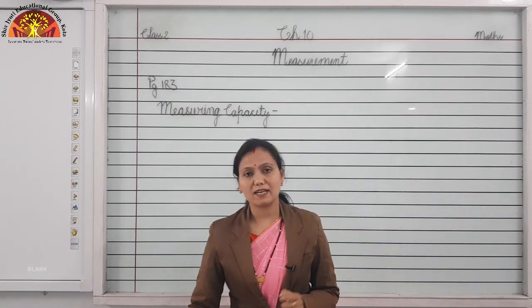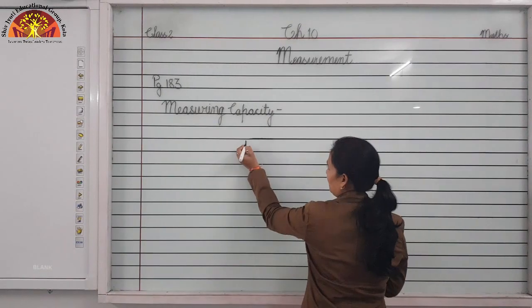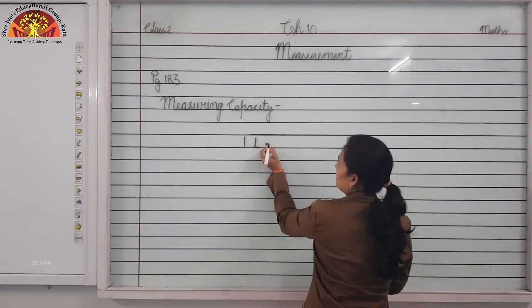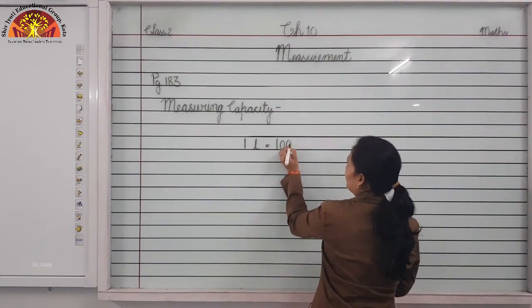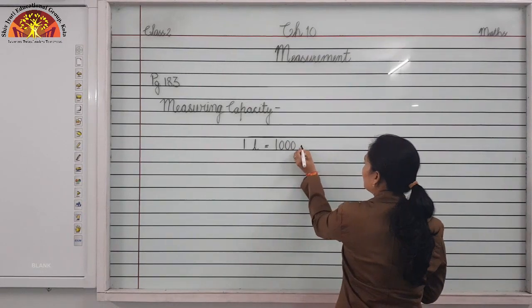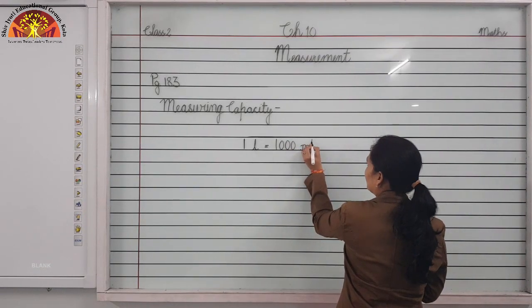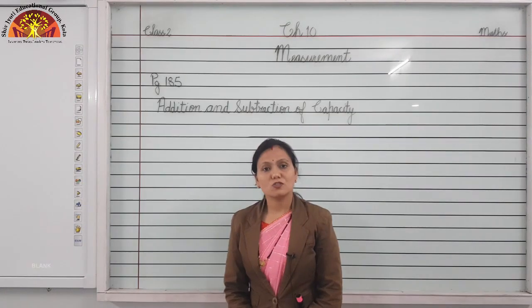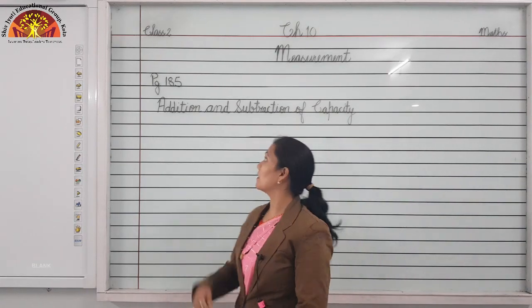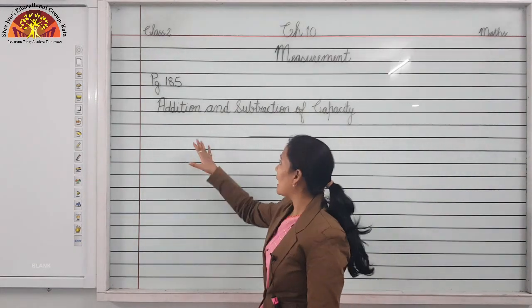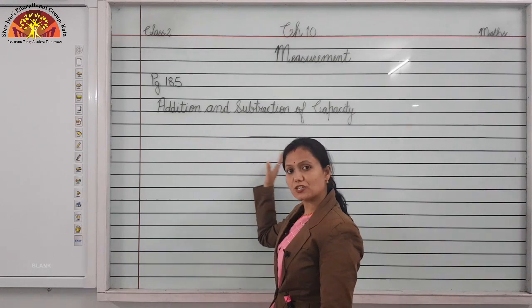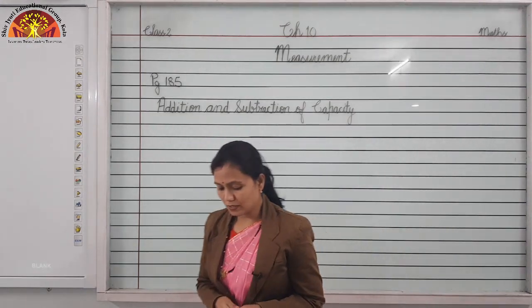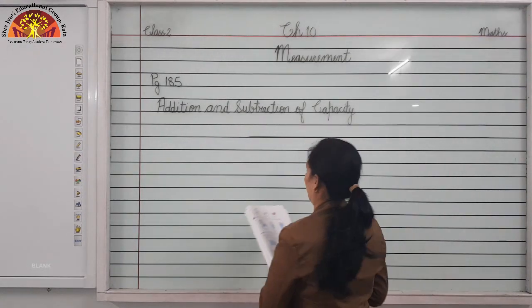1 liter is equal to 1000 milliliter, right? So students, open page number 185, addition and subtraction of capacity. Look at the board.